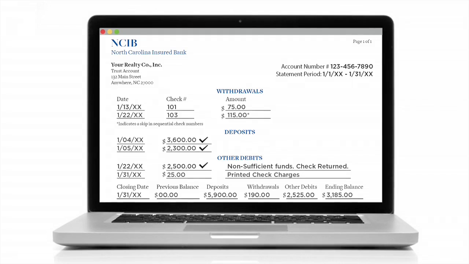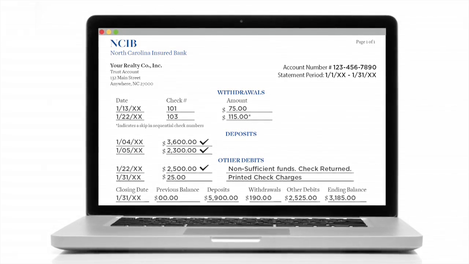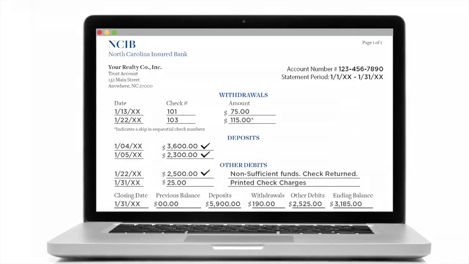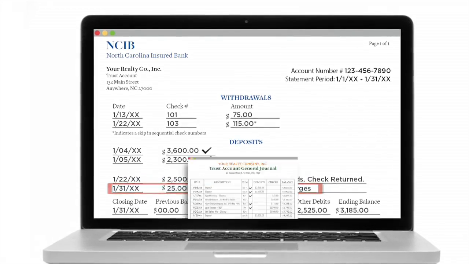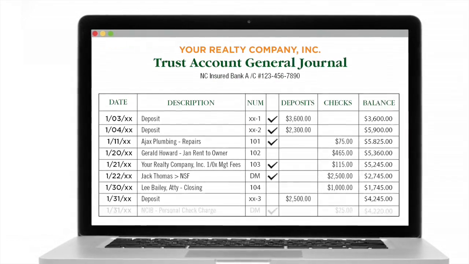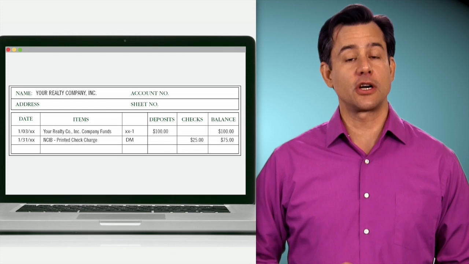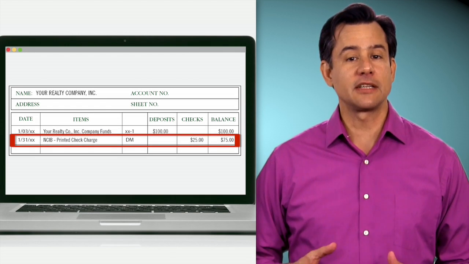Journal. Identify any transaction shown as cleared on the Trust Account bank statement that has not been recorded on the Trust Account General Journal. In this case, printed check charges are shown as cleared on the bank statement, but the charges have not been recorded on the General Journal. So let's record the printed check charge on the journal. Don't forget, you need to post the printed check charges on the appropriate ledger too. In this case, the company funds ledger.